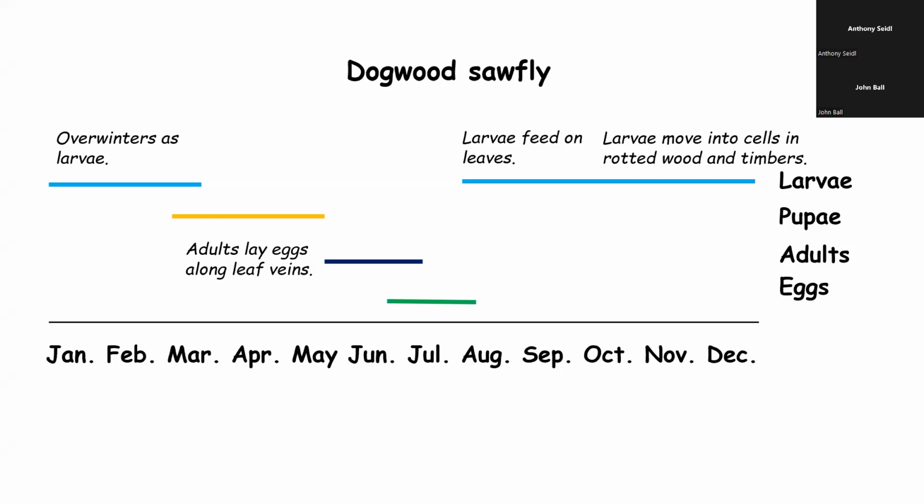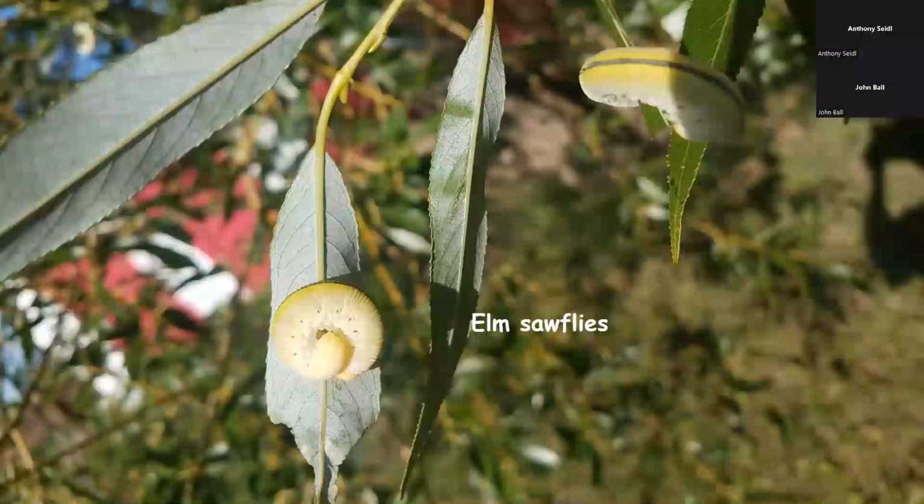So they're going to overwinter as larvae in those cells, and then will form a pupae in the cell in the spring. And then you're going to find the adults in May, June, laying eggs along the leaf vein. And then we start getting them hatching, like I say, usually right about now. And so there's only one generation a year that you're going to find on this defoliator.